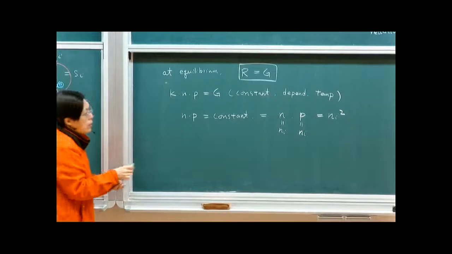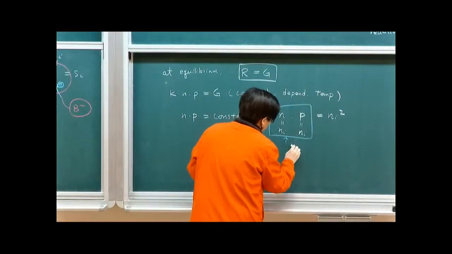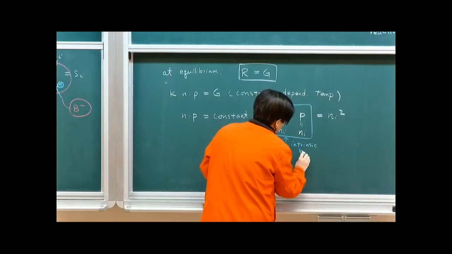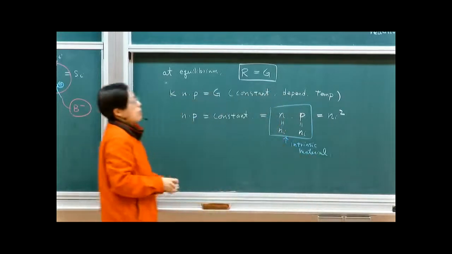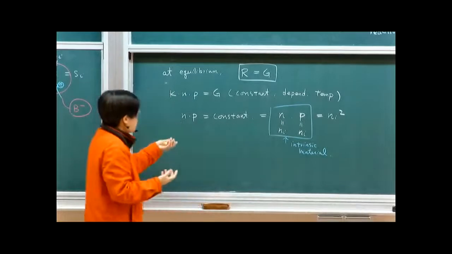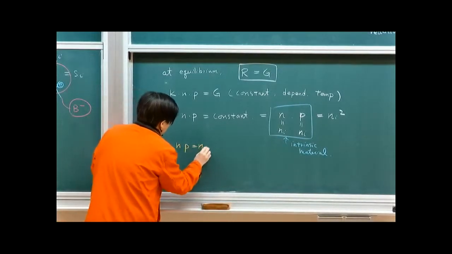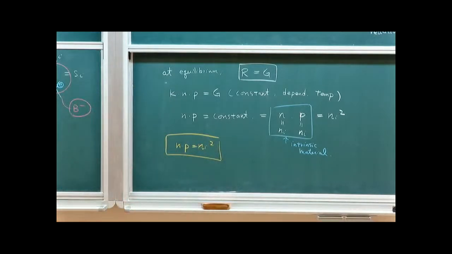So we use this as our benchmark. We use the intrinsic material as a benchmark because you want to find a calibrated point. Therefore, you finally get the mass action law. I hope that this helps you understand why we get this law.